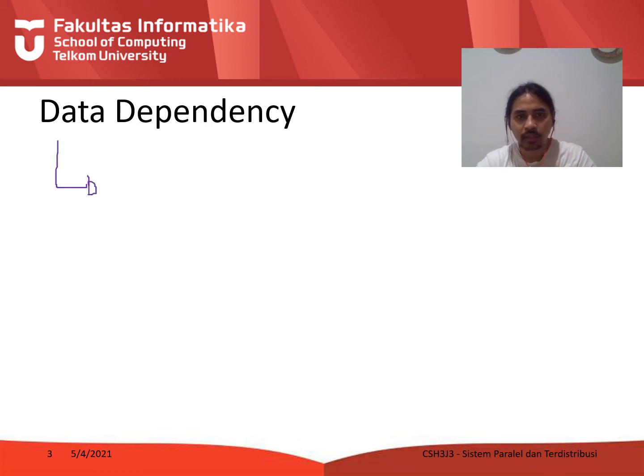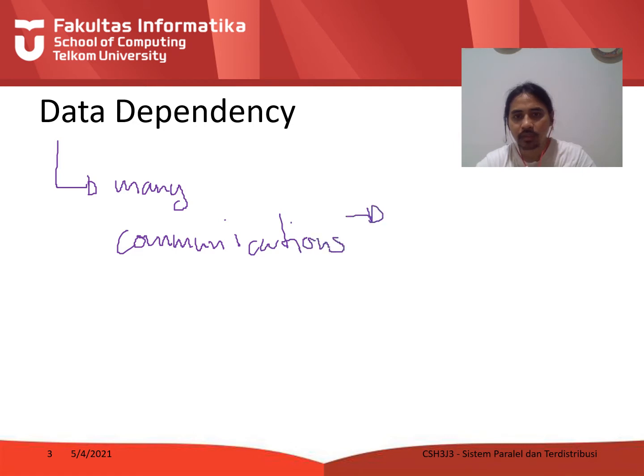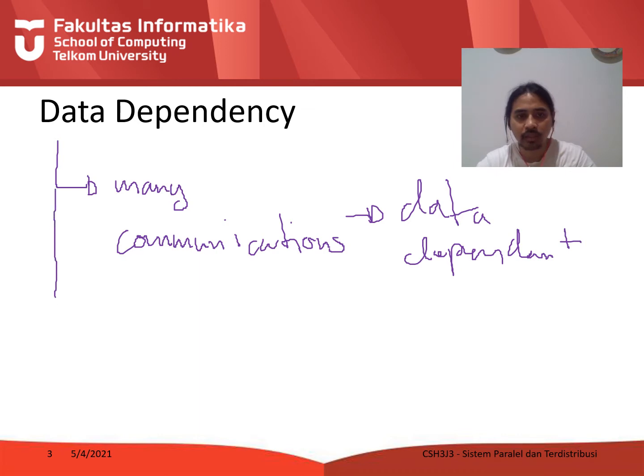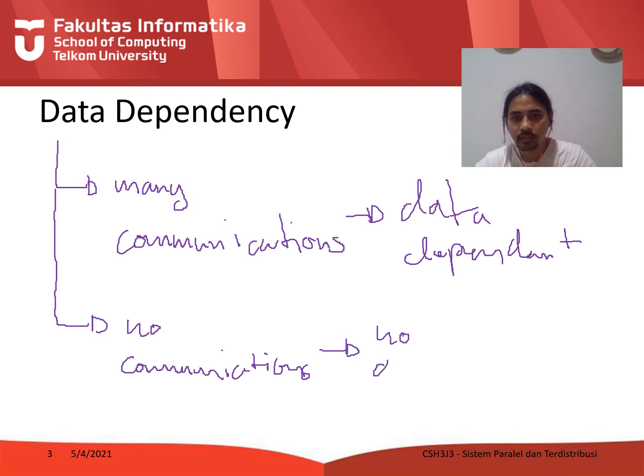So if there are many communications, it means that it is data dependent. It means that between different tasks there is a high dependency, and if there are no communications, it means that there are no dependencies.